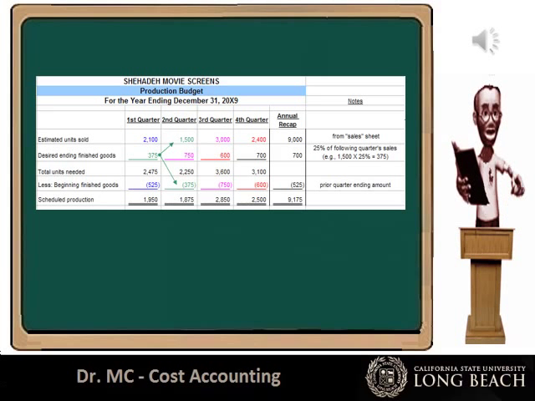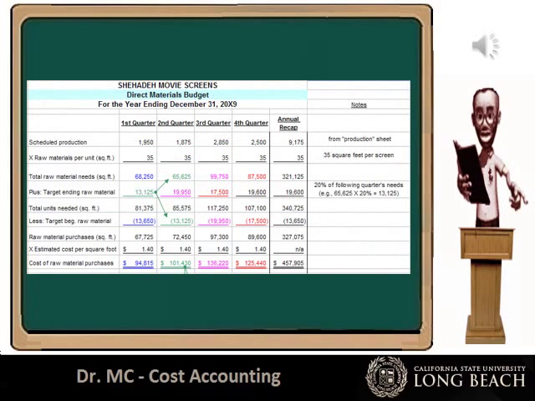Notice the arrows that point from the ending inventory in the first quarter. One of the arrows points to the units expected to be sold in the next quarter. This is because the number of units that a firm keeps in its ending inventory for a quarter is usually tied to the number of units that the firm expects to sell in the next quarter. If you look at the notes at the right of the slide, you can see that the ending inventory is 25% of the units expected to be sold in the next quarter. The other arrow points to the beginning inventory in the next quarter. This is because one quarter's ending inventory is the next quarter's beginning inventory.